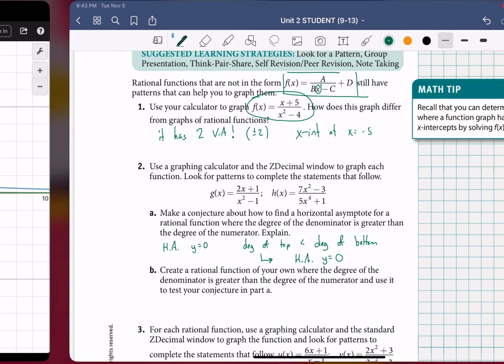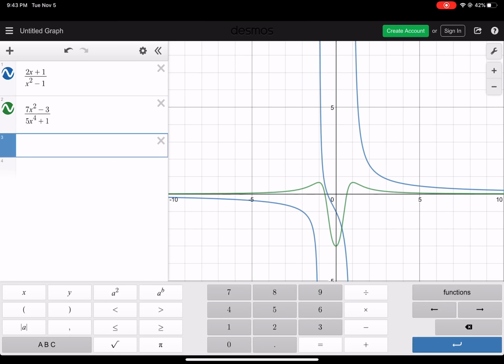which is what B is asking us to do. So you guys can come up with your own. I'm just going to start typing stuff. We want the degree of the bottom to be bigger. So I'm just going to use my birthday. So 5x to the third plus 1. And then that's my month and day.